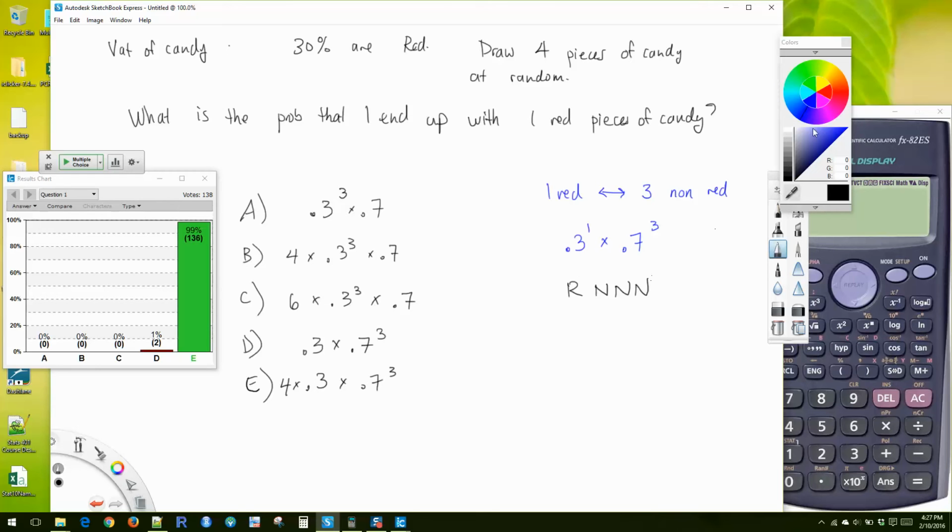But we know that there are other sequences. And so what are those other sequences? Well, we've got, so these are the other possible sequences, all right? So we have a total of 4 arrangements, and so this is the correct answer. All right, so E is the correct answer choice here.